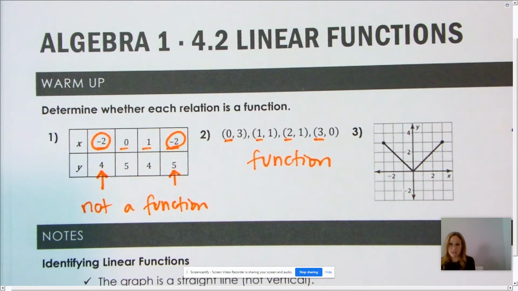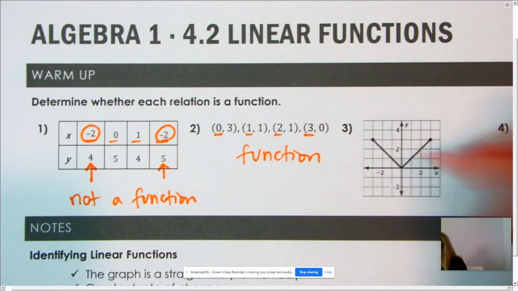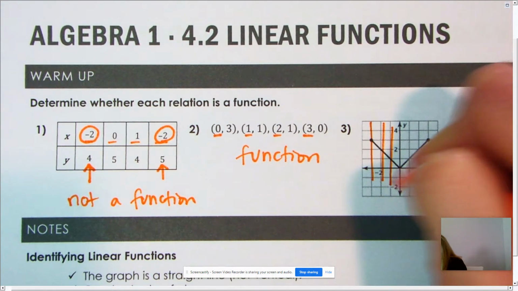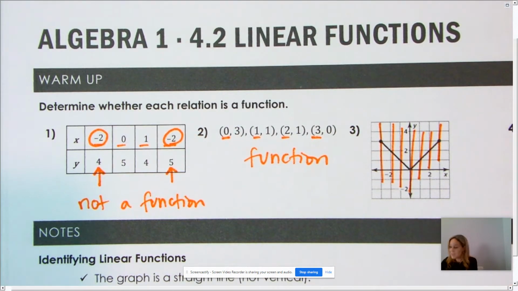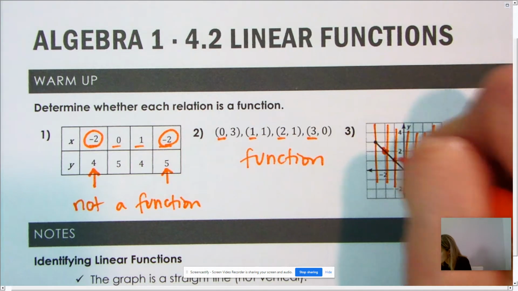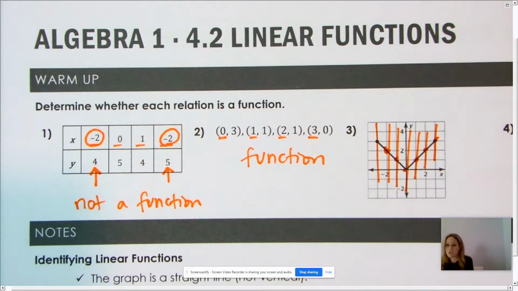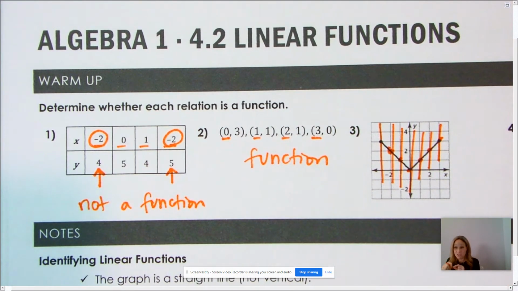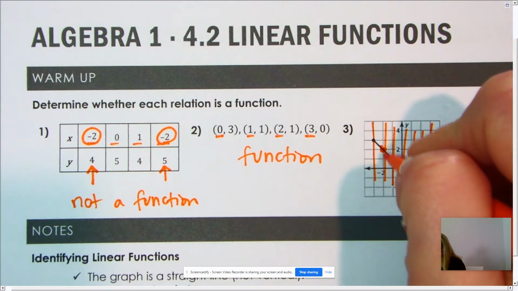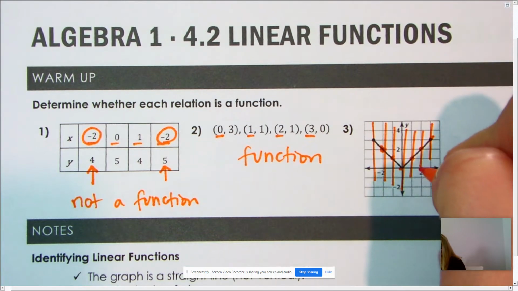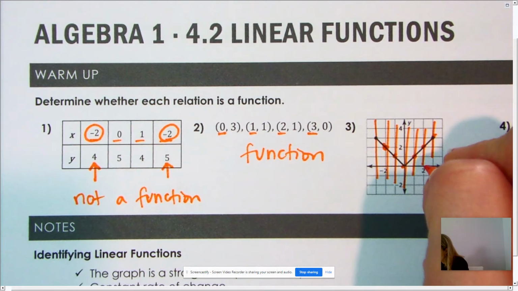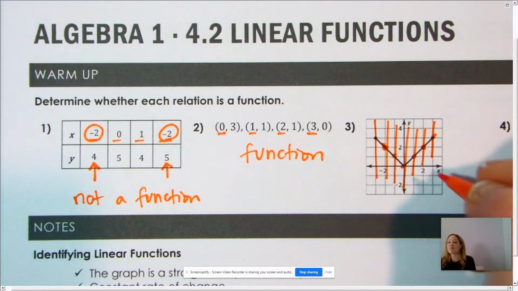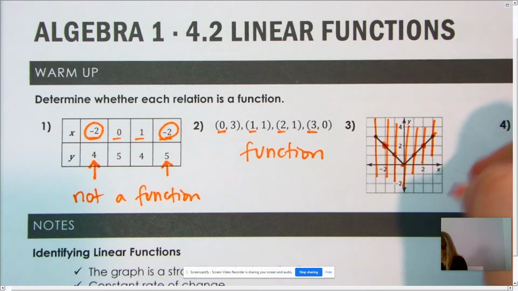Okay, question number 3. This one I can use the vertical line test. So is there any vertical line I can draw that will pass through the function more than once? Nope, every single one of these lines I draw can only pass through the function one time. That means that each input has only one output. It's totally fine that -2 has an output of 2 and +2 has an output of 2. Totally fine. But when I plug in a +2, there's only one answer it's going to give me. So that means, yes, it is a function.